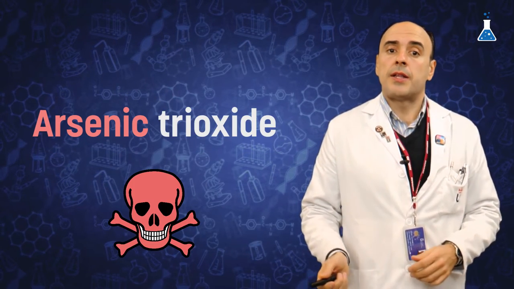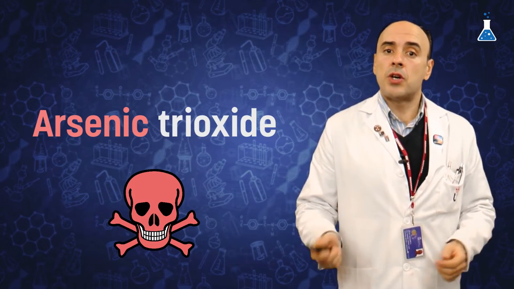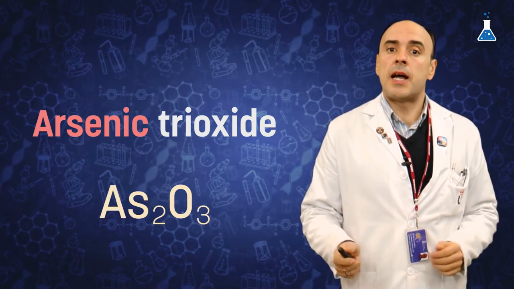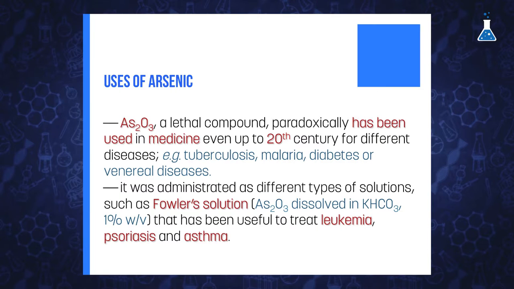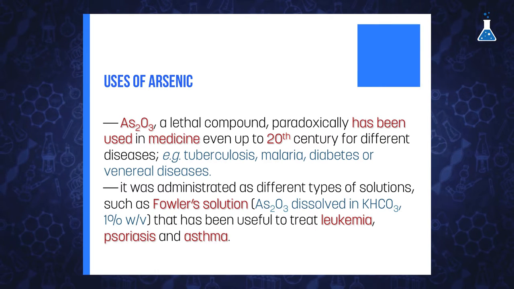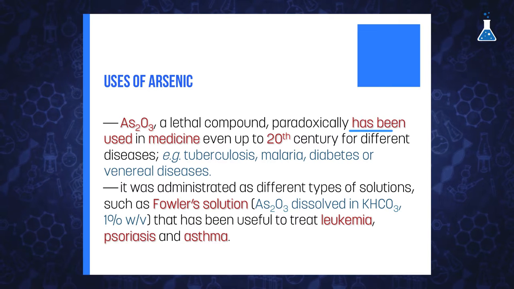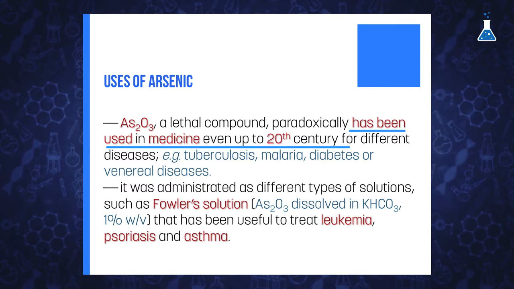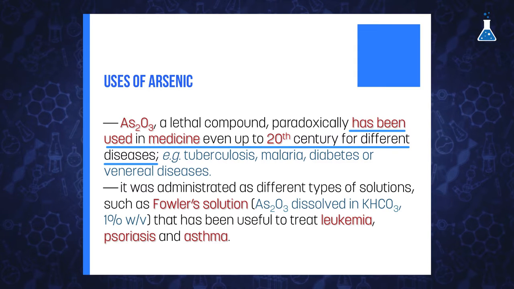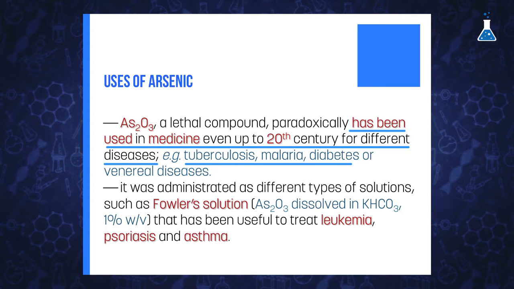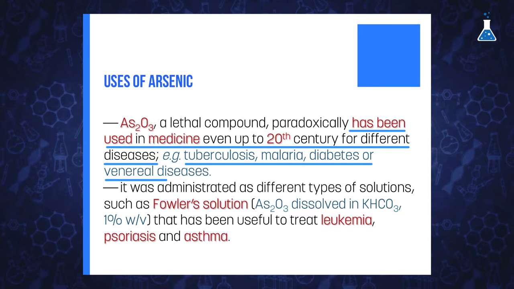Arsenic trioxide, on the other hand, is very toxic, and 2 or 3 tenths of a gram can result in a lethal dose. However, the body can learn to accept a 10 times greater dose, which could explain its popular use in medicine even up to the 20th century for a huge variety of diseases, including tuberculosis, malaria, diabetes, or venereal diseases.